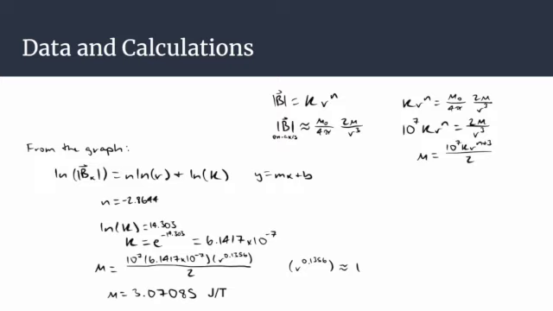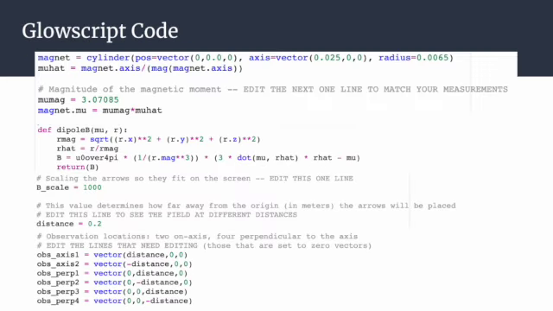For the data and calculation side of things, I ended up solving for mu within the equations given from earlier after I set them equal to each other, and then found the slope from the graph from before, which was negative 2.86, and then solved through the rest of the equation for mu, which was 3.07.